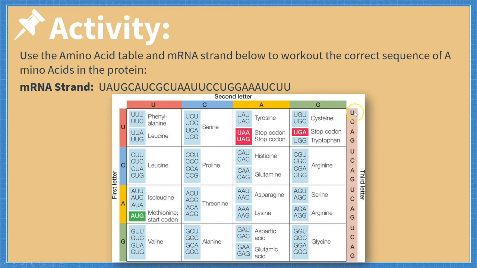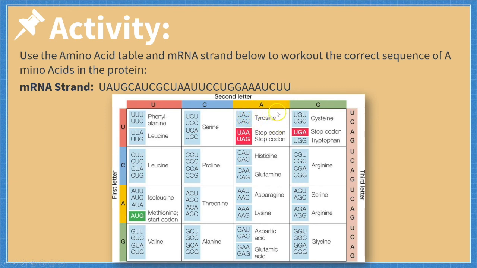So the top one always ends with a U, the second one always ends with a C, the third one ends with an A, and the fourth one ends with a G. So we have UAU. First letter is U, so it's somewhere in this top row. Second letter is A, so that would be this column, so in this box here. We've got UAU, and the third letter would be the top one. There it is at the top, and both it and the one below it code for an amino acid called tyrosine.